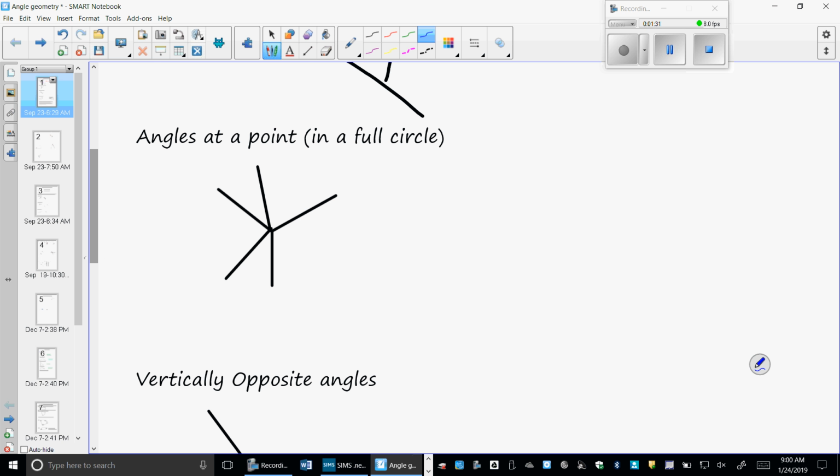And at a point, drawing a full circle, doesn't matter how you've learnt it, yep, there we are. The angles add to 360.